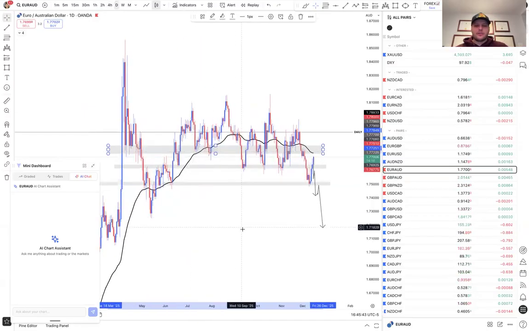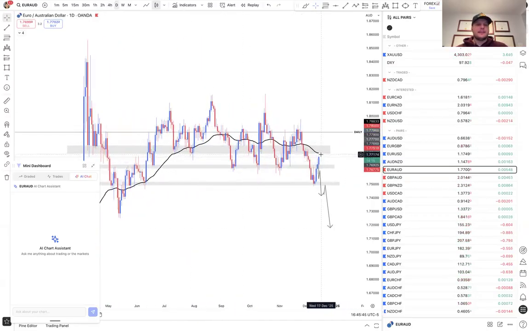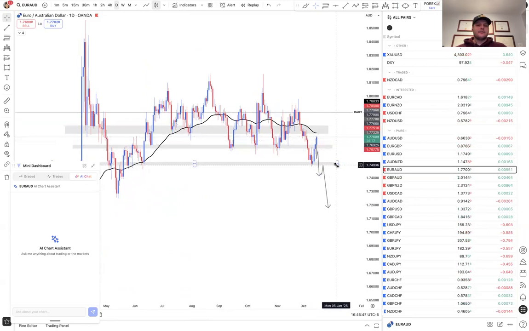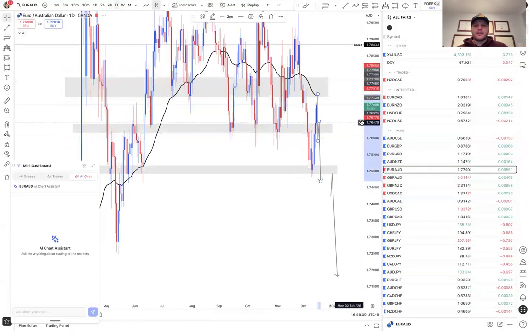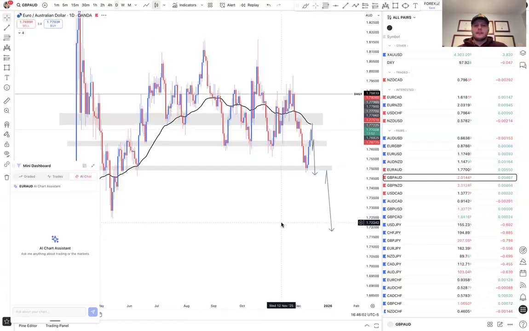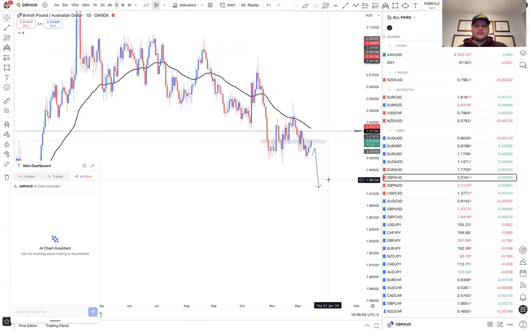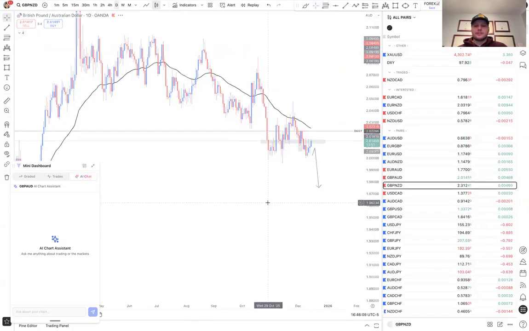So you have another area of interest at the EMA on the daily time frame. So basically, we're waiting for a proper rejection of that EMA and then potentially even a break and retest underneath the 4-hour EMA. Not interested at the moment. GBP AUD going to be the same as Euro AUD. Still waiting on the proper rejection.